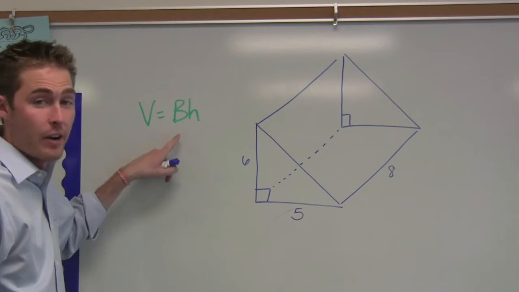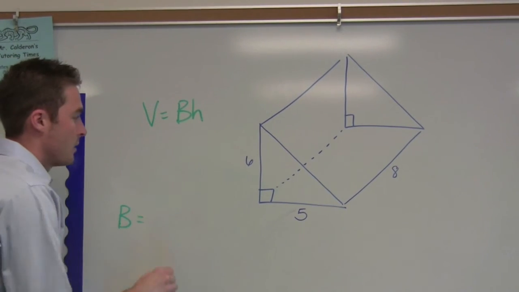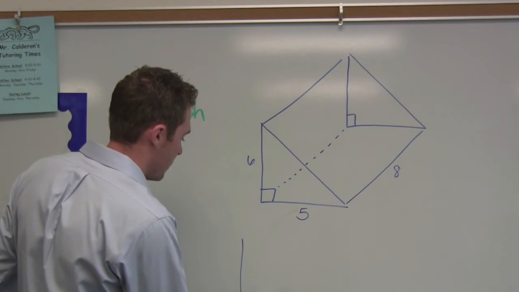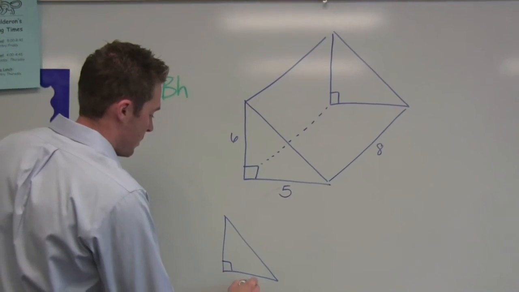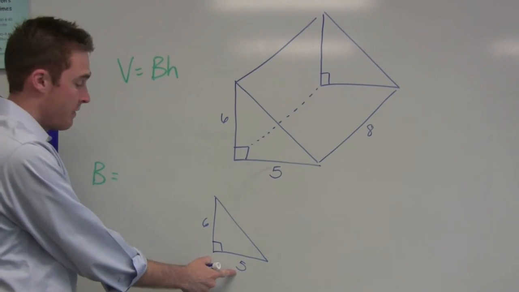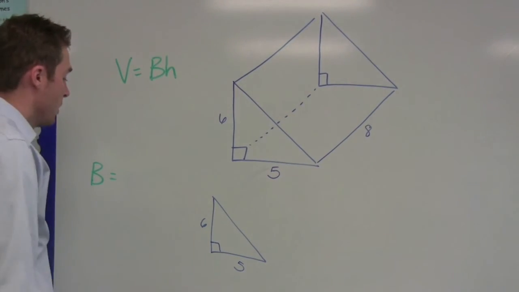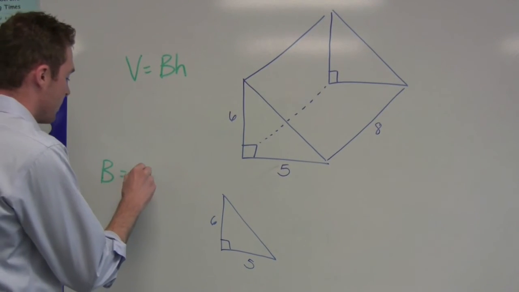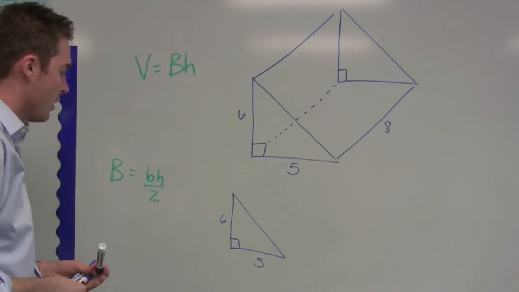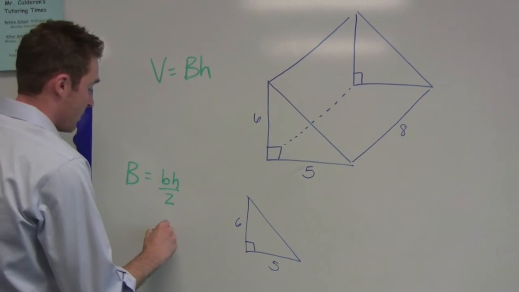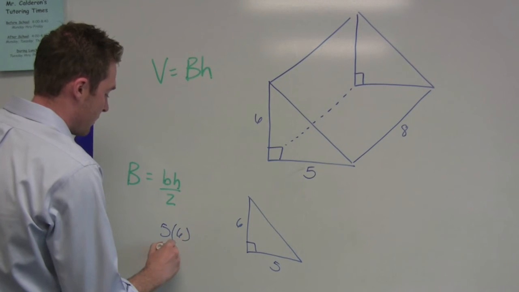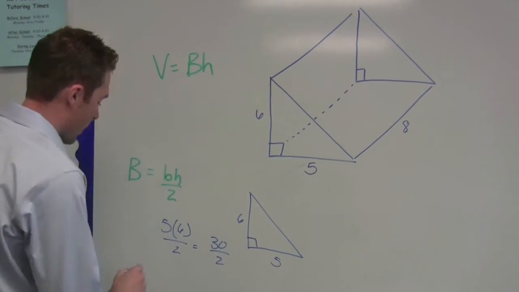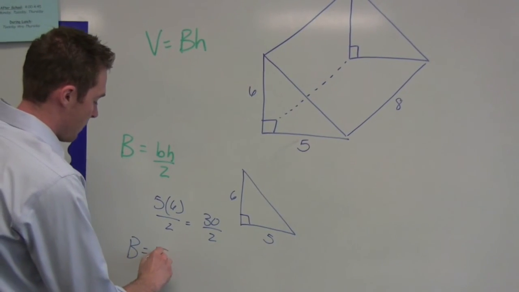The first thing we do is find the area of the base. When we break it down, our base is a triangle. So when we draw our triangle, we have a base of 5 and a height of 6. So when we plug that in, to find the area of a triangle, it is base times height divided by 2. So our base is 5 times our height, which is 6, divided by 2, which is 30 divided by 2, and the area of our base is 15.